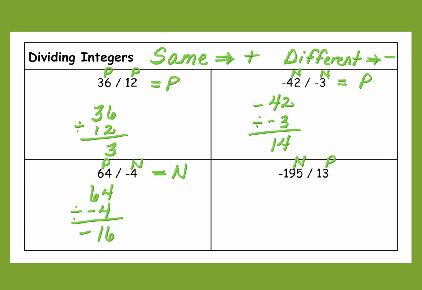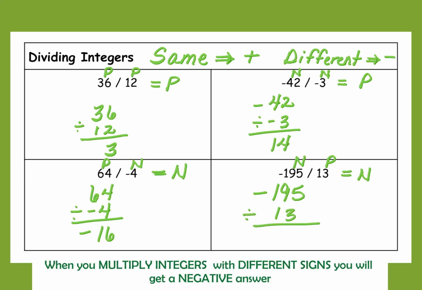Negative 195 divided by a positive 13 will give a negative answer. Different signs are negative. Negative 195 divided by 13 is negative 15. Remember, when you multiply integers with different signs, you will get a negative answer.